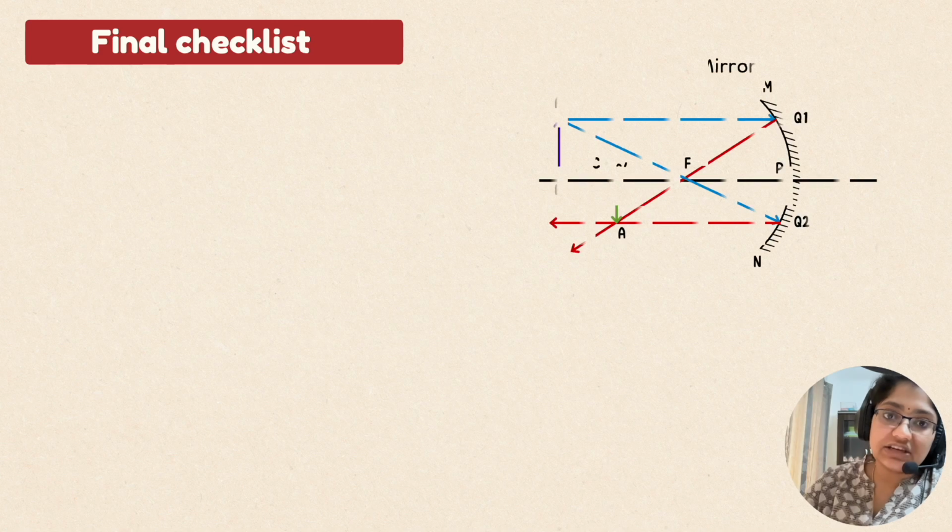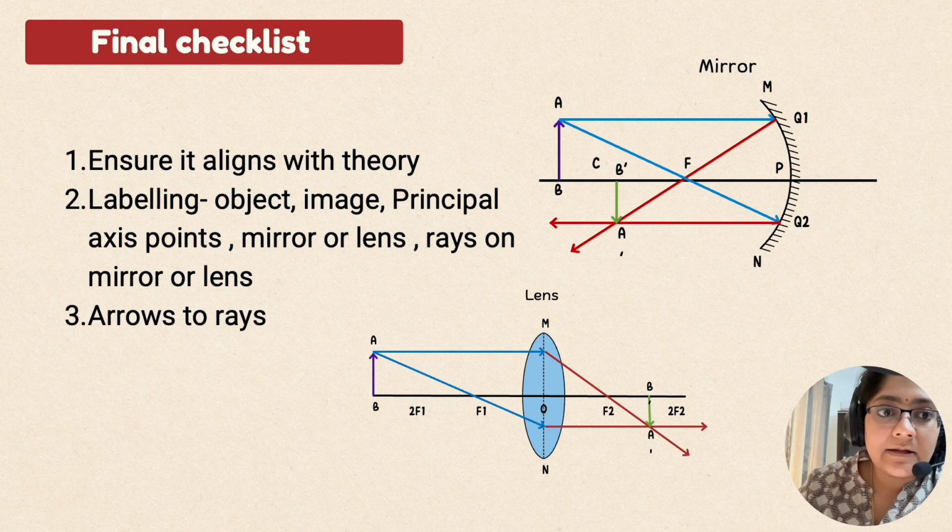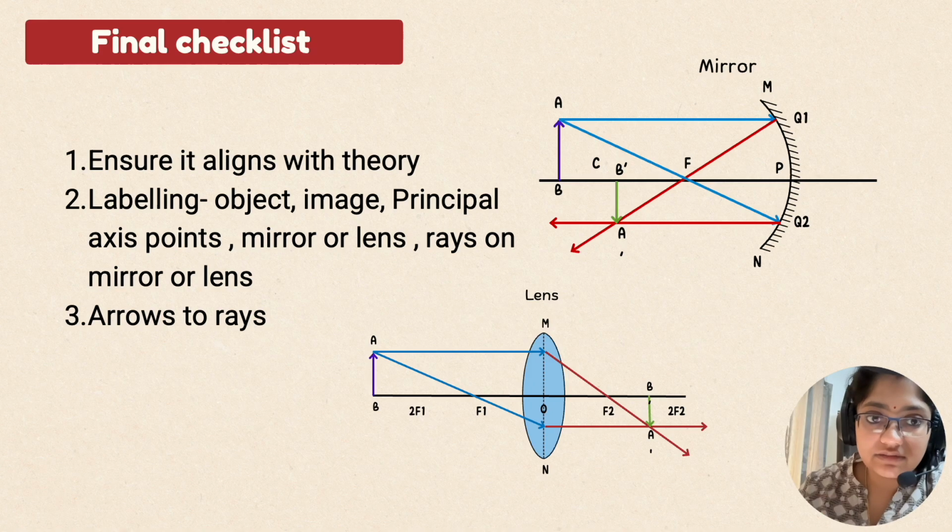So the final checklist, once you have drawn all your ray diagrams: you have to see what all have I missed. First, it should align with theory. You cannot have beyond C object and image between F and P. You will lose marks there. So ensure it aligns with theory. The step to align it with theory is to ensure that the C, F, P points are all equidistant. Similarly for the lens as well.